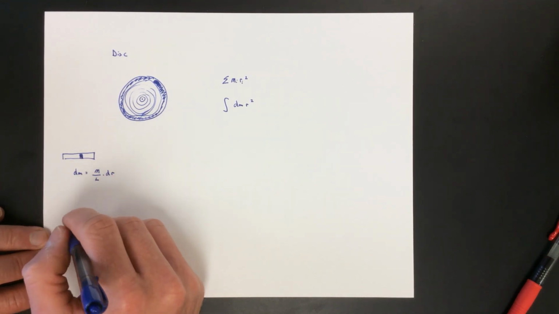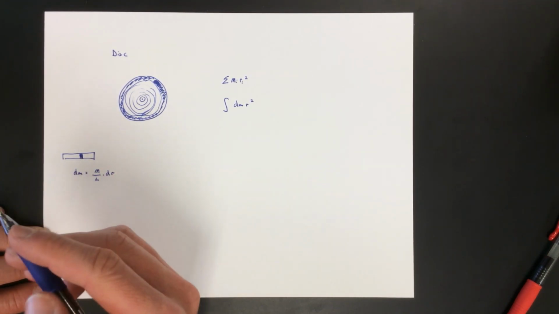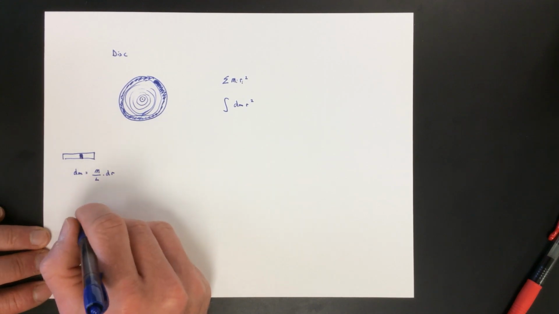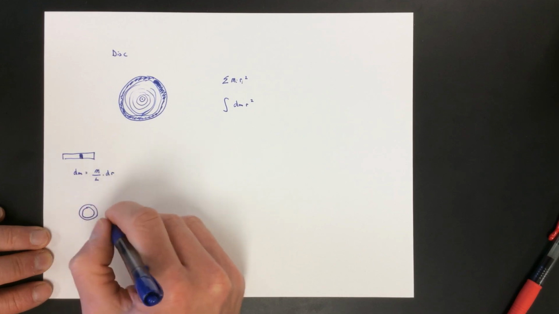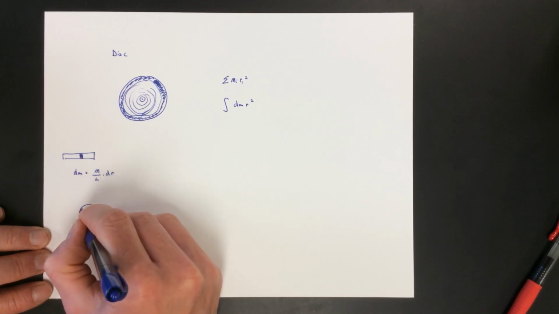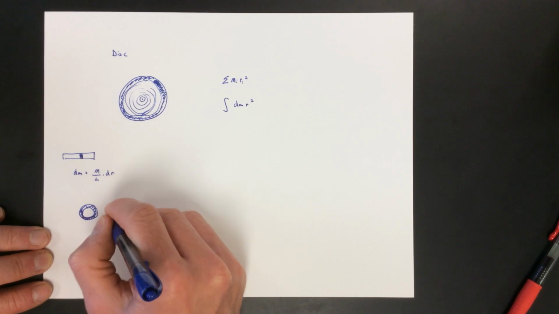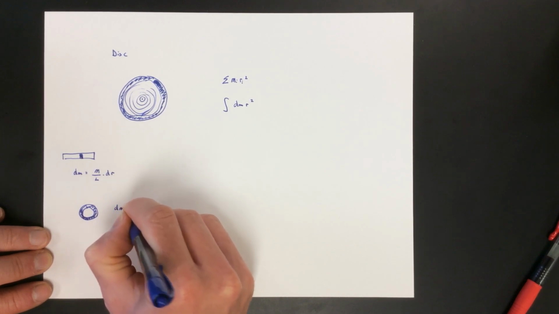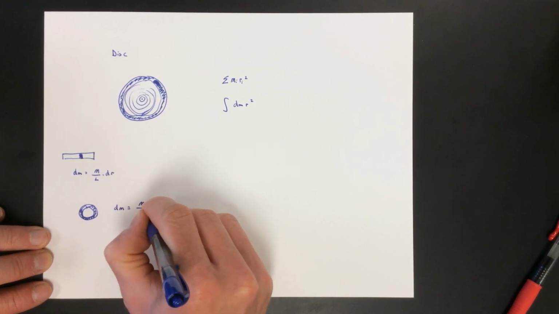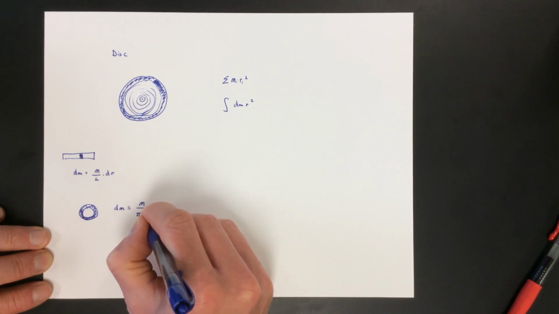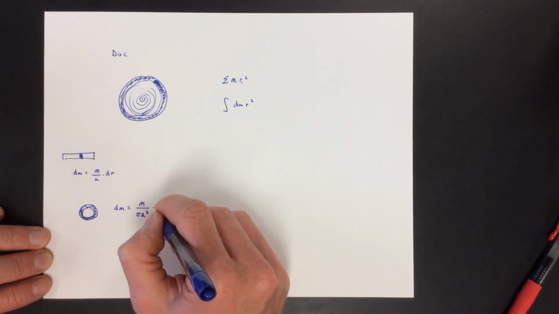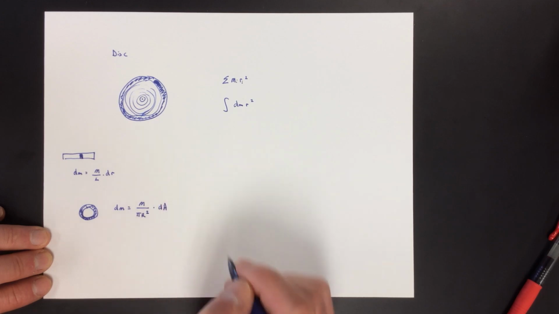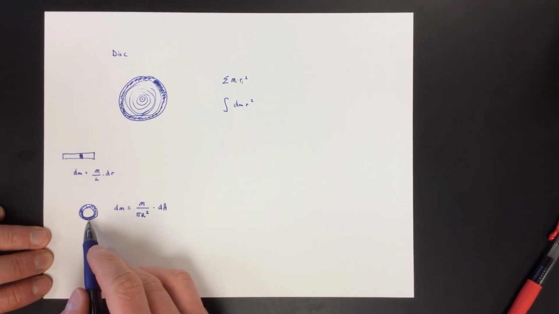Okay, so now my ring isn't going to have just this, it's going to have an area. So my ring's dm is going to equal its density, which is mass over area, times what? Times dA. Okay? And then what is dA? What's the area of a ring?